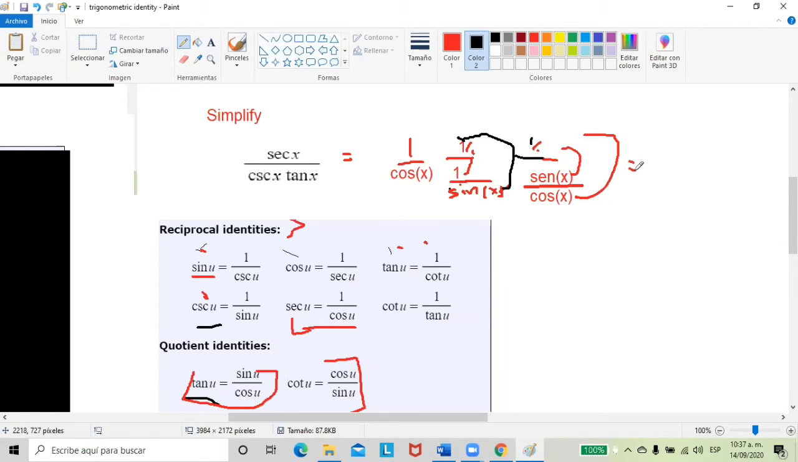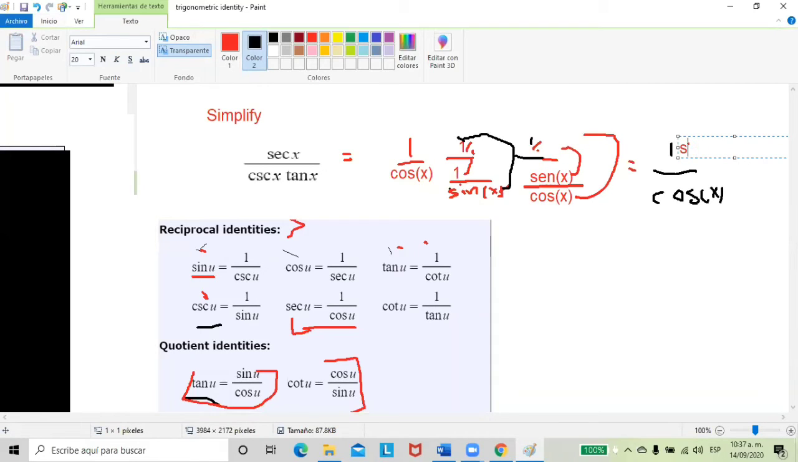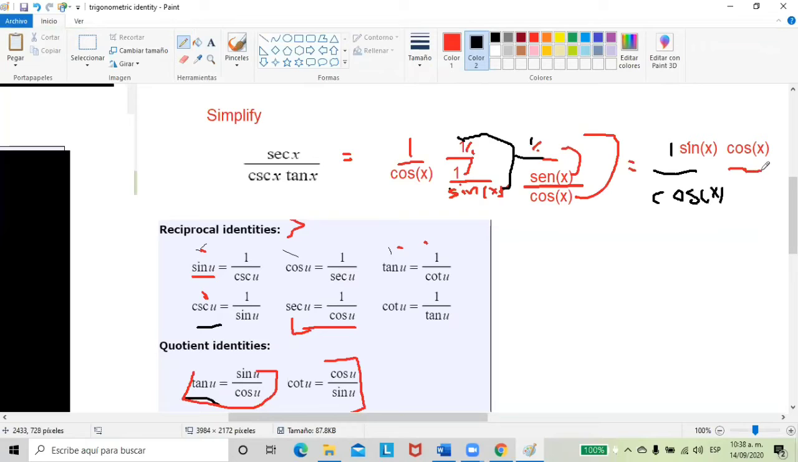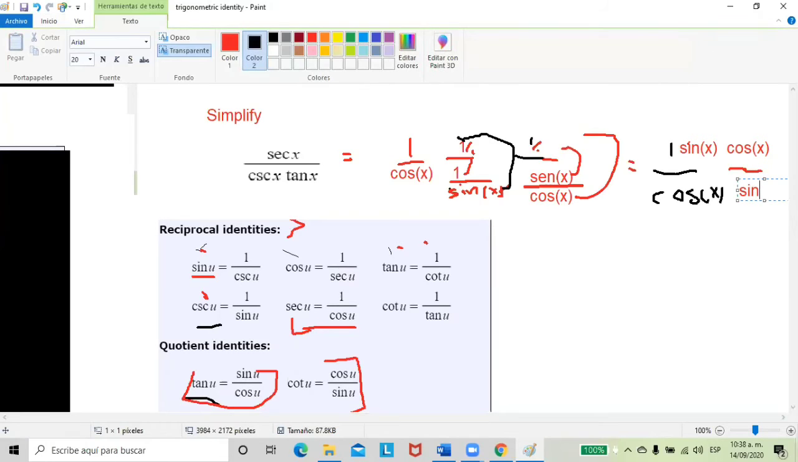So let's rearrange this. We have 1 over cosine of x, then sin x over 1, and the last one, we have sin over cosine, we put it on the inverse one. So it's cos of x over sin.